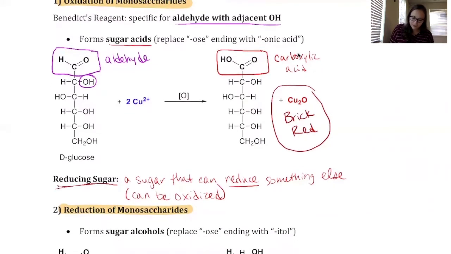For example, the name of the product here: we started with D-glucose, so we'll have D-gluc, and then instead of ose, we put onic acid. That's how we name it. So this product is now called gluconic acid.